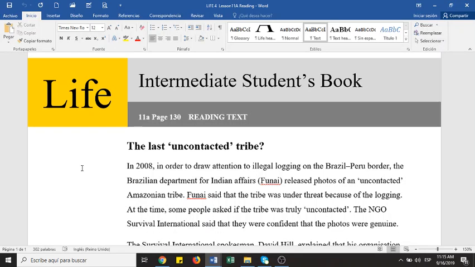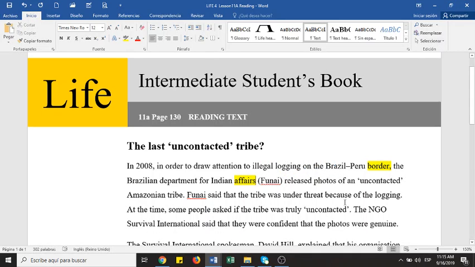I'm gonna show you another example. In 2008, in order to draw attention to the illegal logging on the Brazil-Peru border, the Brazilian Department of Indian Affairs released photos of an uncontacted Amazonian tribe. That's the first paragraph. I stop there, and then I see, okay, border. Maybe this word border is one of the words that the students are gonna ask me for, or maybe affairs. So maybe I know these words.